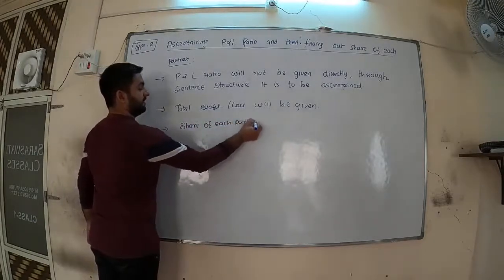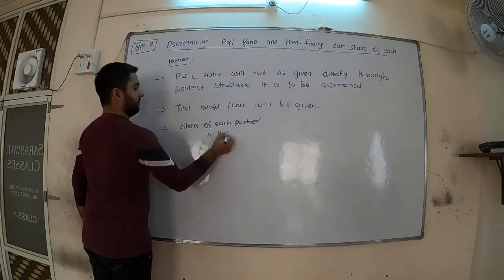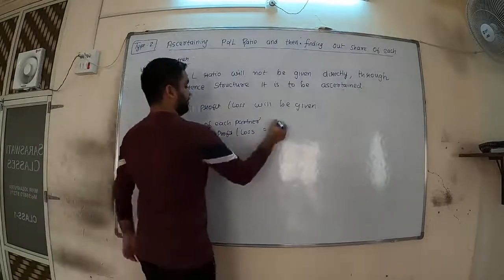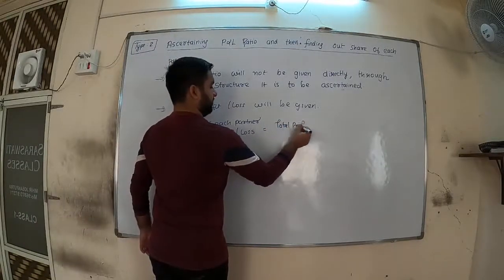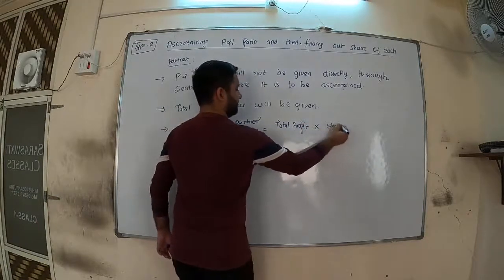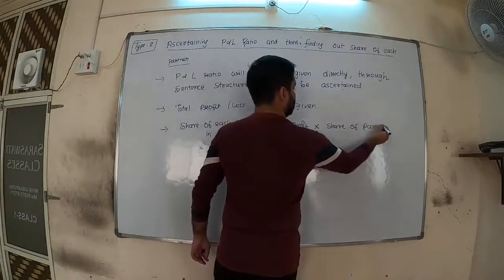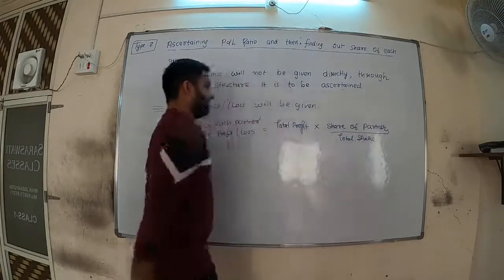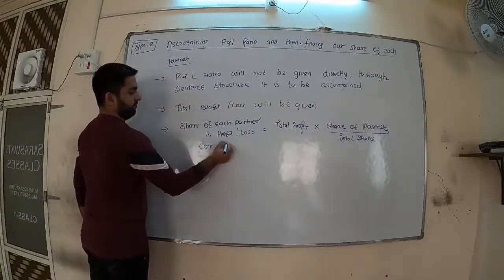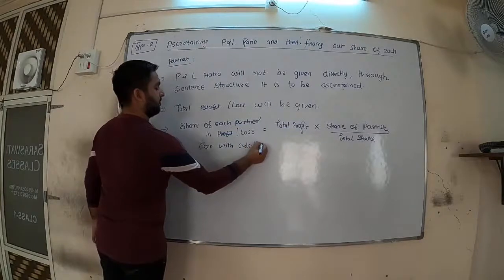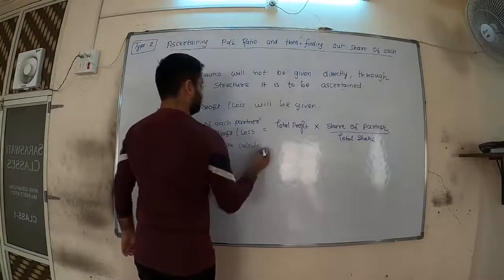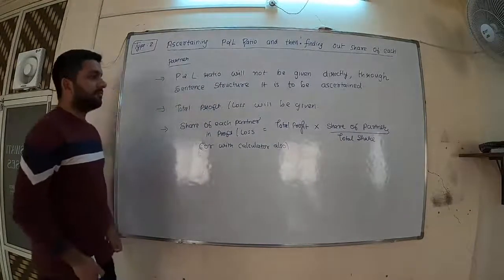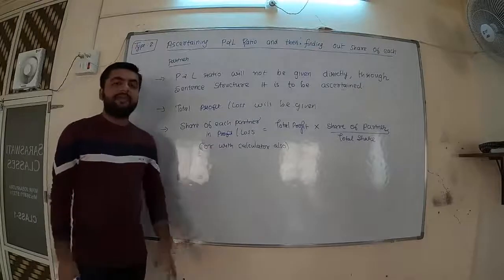Share of each partner in profit or loss, as you all know, is total profit multiplied by share of partner divided by total share. Or with a calculator also. Yesterday we found it with a calculator also, and we can find it today also. Okay, again I am dictating.